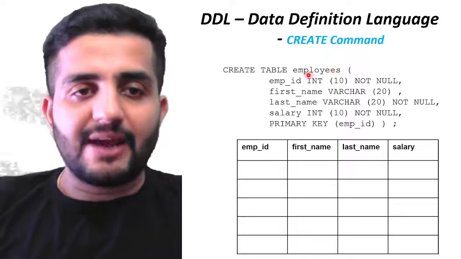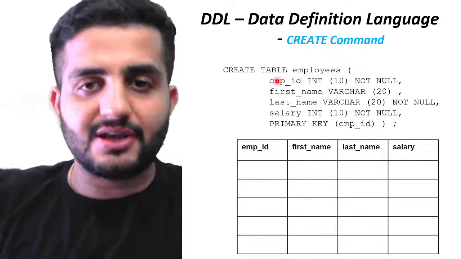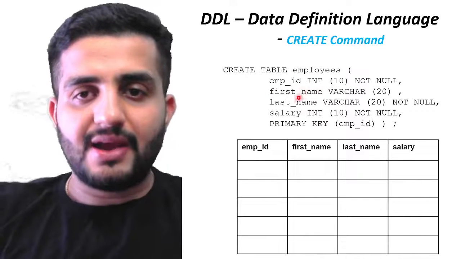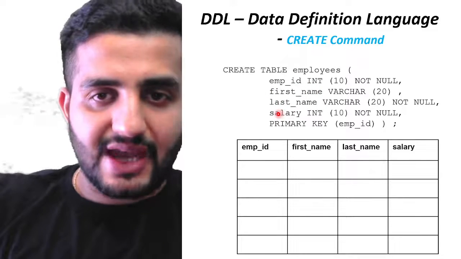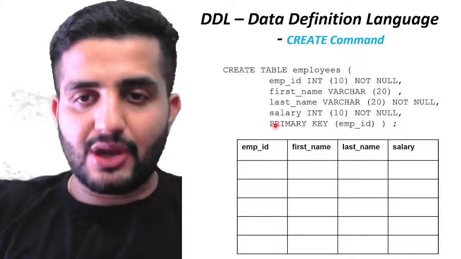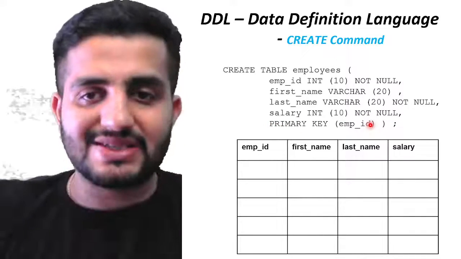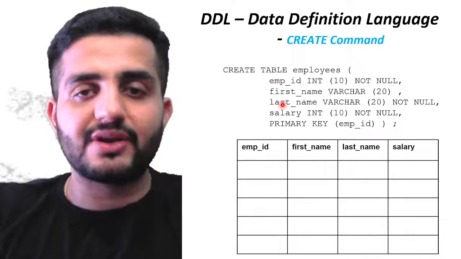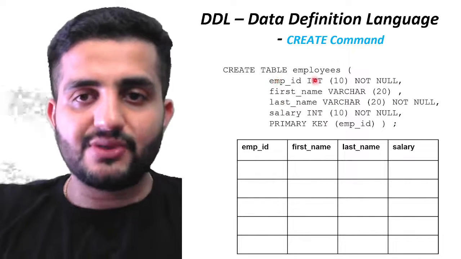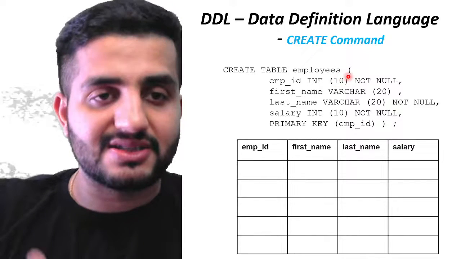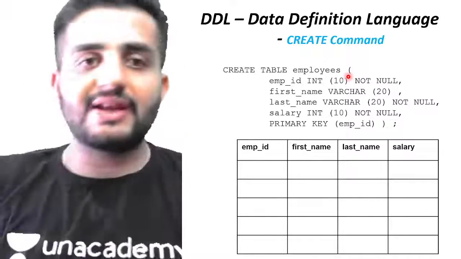On top of that, I'm adding certain columns here. I'm adding employee ID, first name, last name, salary, and then I'm defining the primary key. For the table, you're also supposed to define the primary key. So basically I'm adding four different columns here. Employee ID is of data type int, and I'm expecting a maximum of 10 digits here. And by default, it has to be not null.